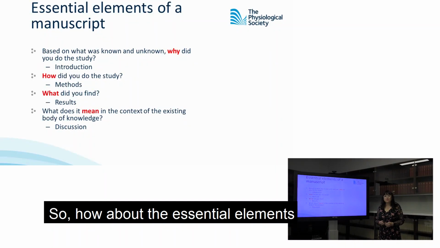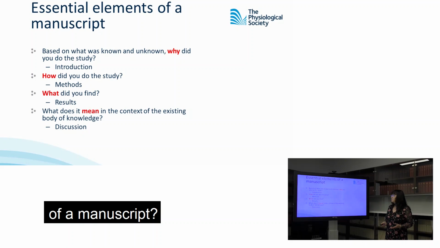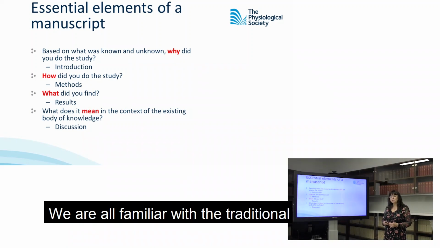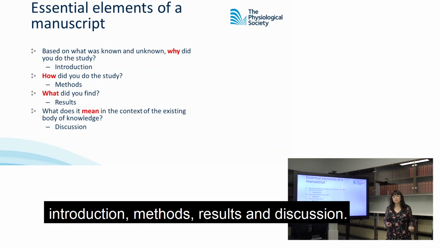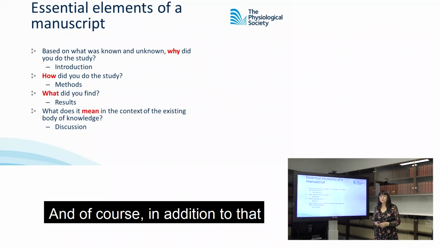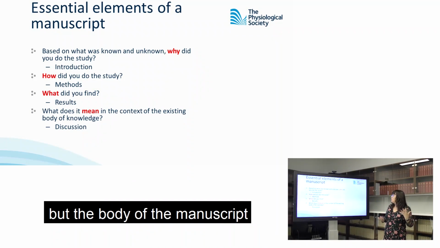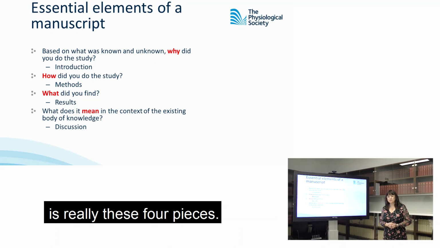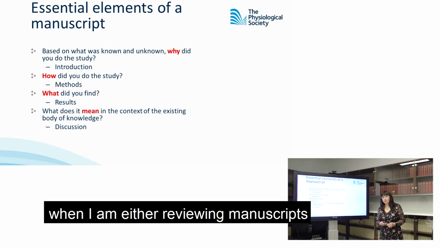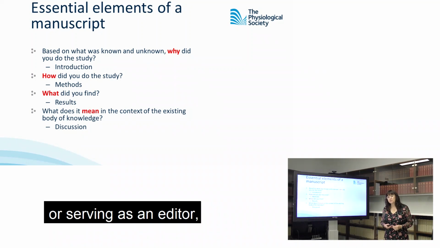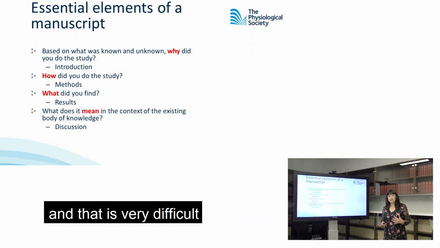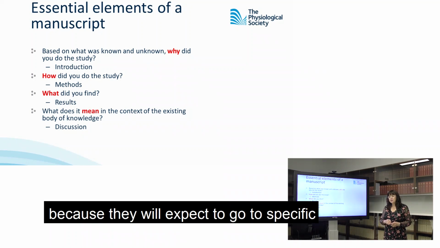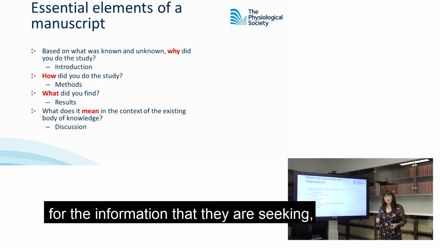So, how about the essential elements of a manuscript? We're all familiar with the traditional scientific manuscript that consists of introduction, methods, results, and discussion. And of course, in addition to that, the figures, the references, the abstracts, but the body of the manuscript is really these four pieces. And one of the things that I observe when I'm either reviewing manuscripts or serving as an editor is that sometimes people put things in the wrong part of the manuscript. And that's very difficult for reviewers and readers, because they will expect to go to specific parts of the manuscript for the information that they're seeking.